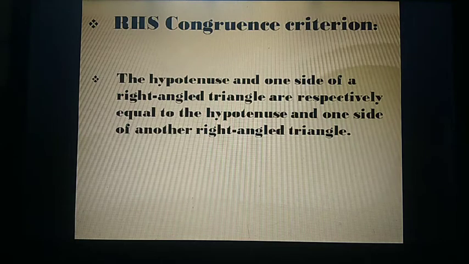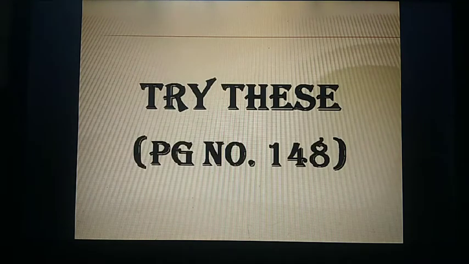So R is for the right angle, H is for the hypotenuse, and S is for any side out of the two sides left. We will clear this criterion by solving some sums related to it, which are mentioned in Try These, page number 148. Moving to question number 1, some pairs of triangles are given, and you have to check whether they are congruent by applying the RHS congruence rule. If they are, then we will write the answer in symbolic form.